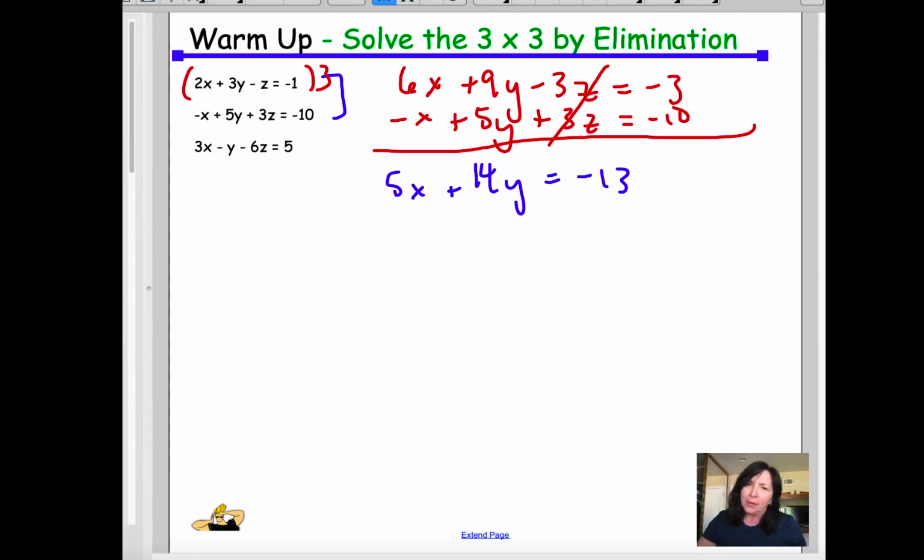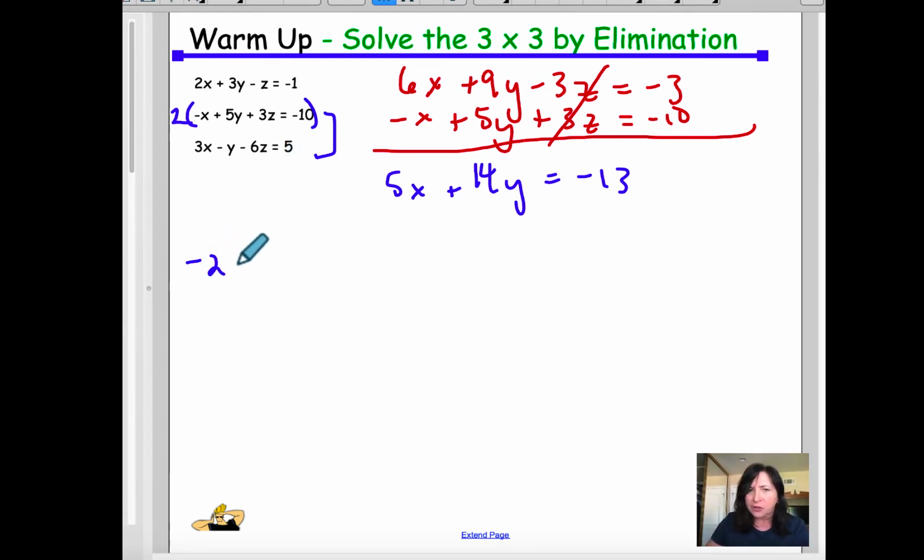All right, so now I'm going to go back to my 3 by 3, and I'm going to combine two other equations, but my goal is to eliminate the z's again. So I'm going to choose to just combine the second two. And in doing that, I notice this is already negative 6, and that's a 3. So if I multiply the middle equation by 2, that should eliminate my z. So let me write this over here.